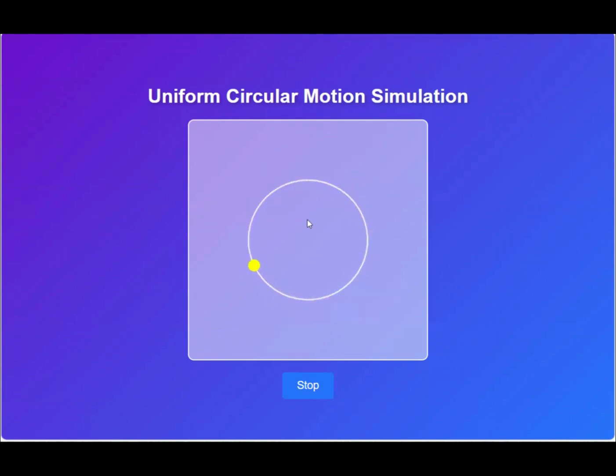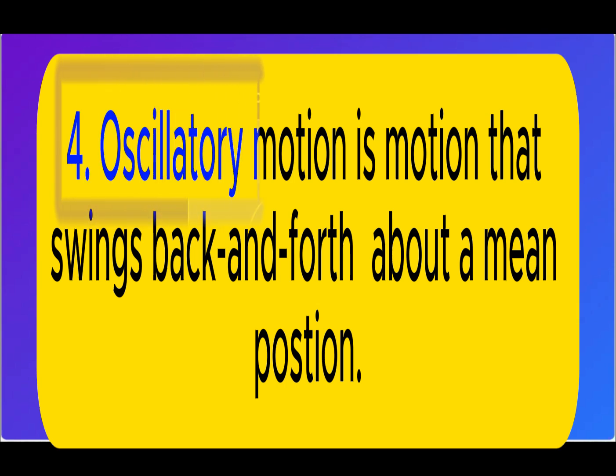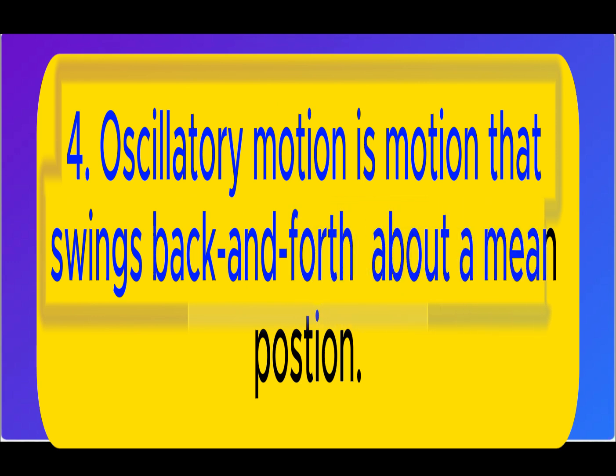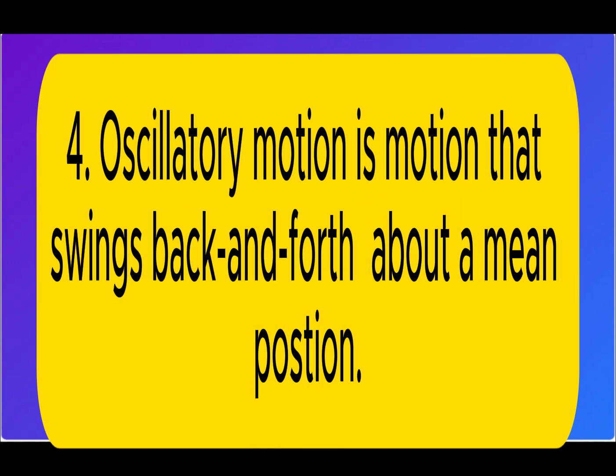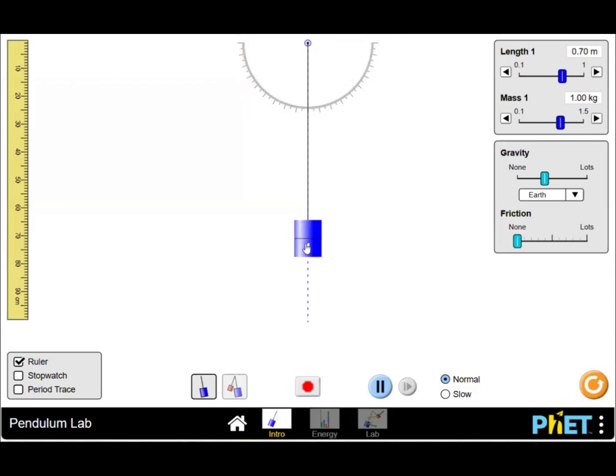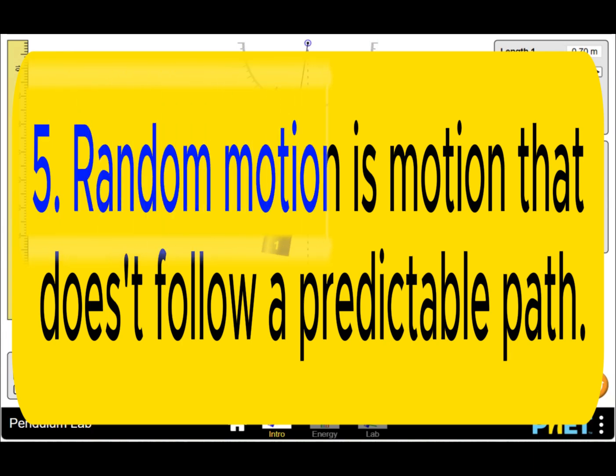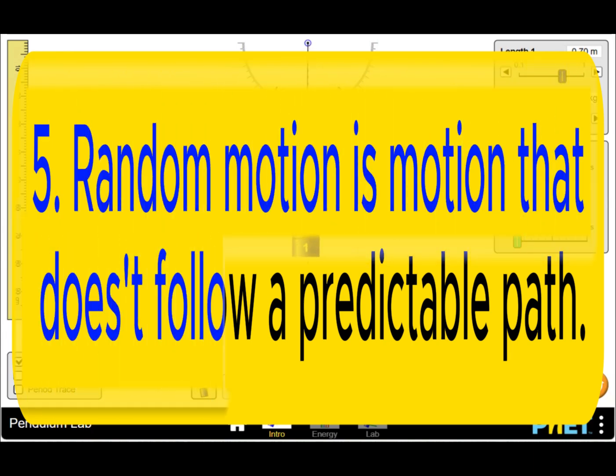The fourth type of motion is oscillatory motion. Oscillatory motion is motion that swings back and forth about a mean position. When we look at this pendulum, if we deflect the pendulum from a certain point, it swings back and forth about a given mean position. Such type of motion is called oscillatory motion. The fifth type of motion is called random motion, motion that does not follow a predictable path.